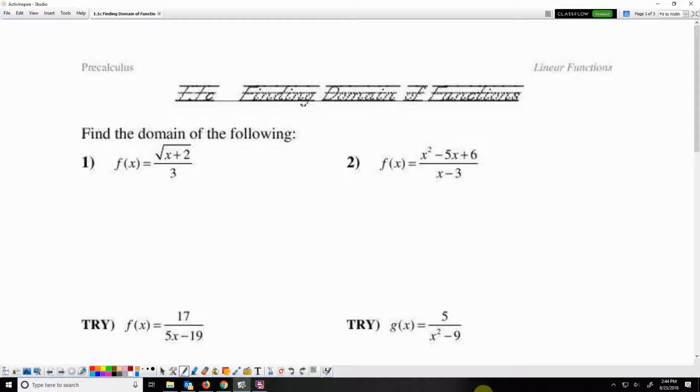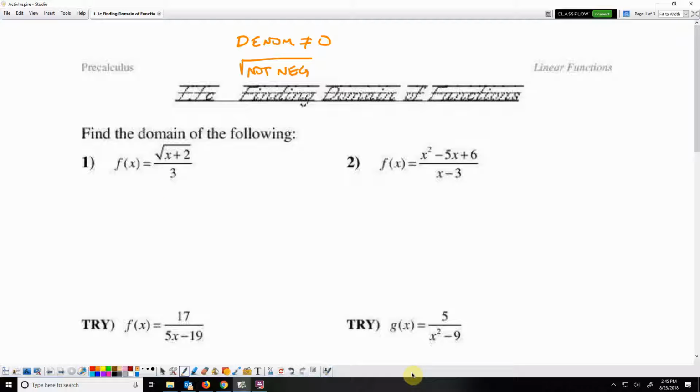So when we find the domain of a function from an equation, there are two things we're looking for. The first thing is a variable in a denominator, because a denominator cannot equal 0. Then we're looking for a variable under a radical, because what is under a radical cannot be negative.